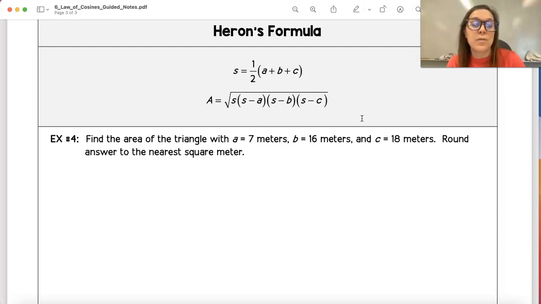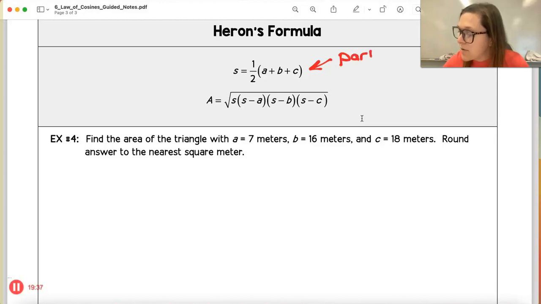So this is kind of cool too. So here it is. S is equal to 1/2 times, so S, let me back up. S is considered a partial perimeter. So if you add up all 3 of your sides, you get the whole perimeter. If you then take half of it, we call that the semiperimeter, or partial perimeter. All right, and we can discuss it further if you want.